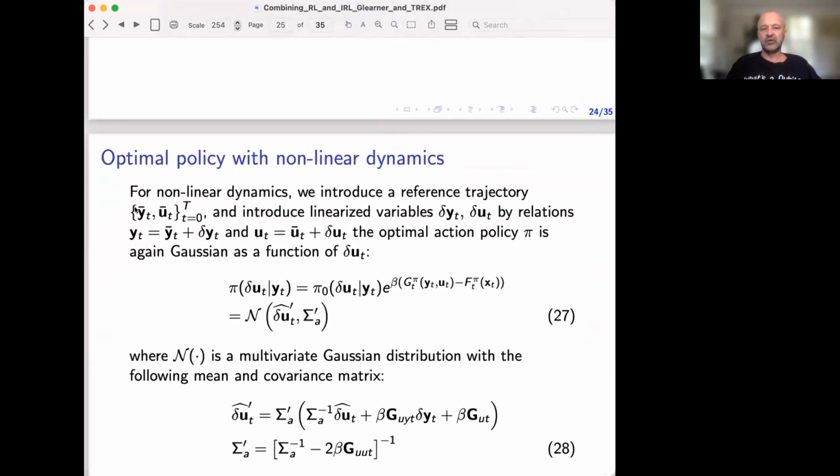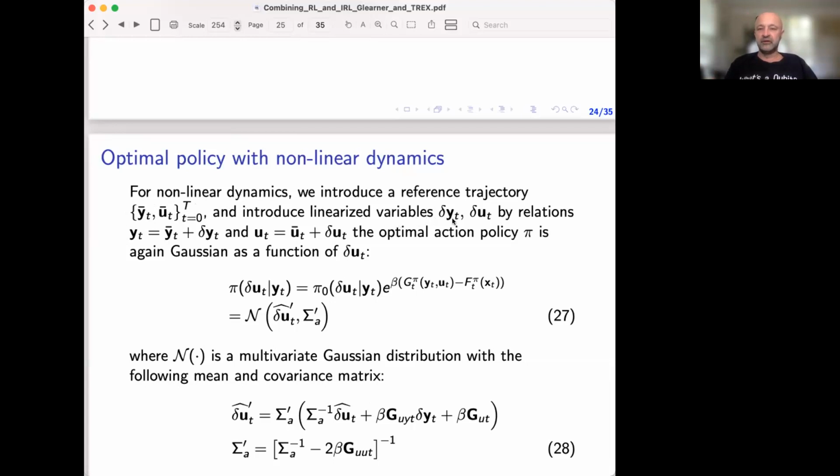And how it's done: we start with some reference trajectory. This reference trajectory is obtained by first making a guess about the mean of our optimal policy, and we call it U bar. Then we apply this control and we get the trajectory, which we call Y bar, obtained simply by running the dynamics forward without the noise term. So it's deterministic dynamics.